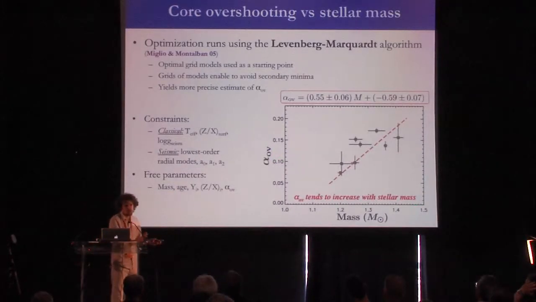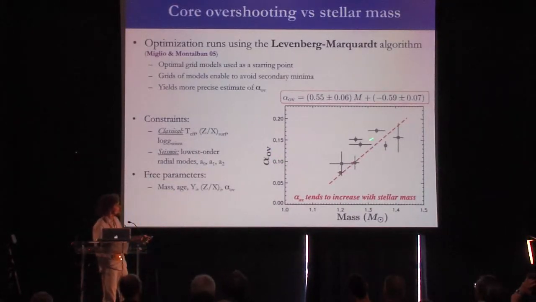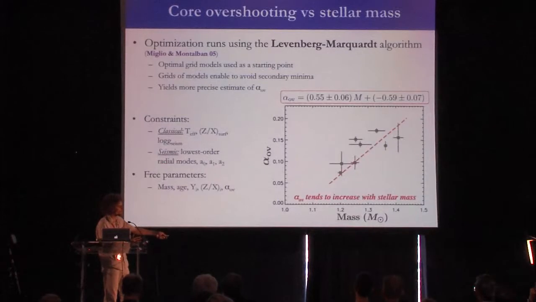So we only have 8 points there. But it really seems like there is a clear trend of the amount of overshoot that we need to reproduce the seismic ratios with stellar mass. This needs to be further checked, of course. But this is the first time that we actually get a grip on this dependency in this range of mass.